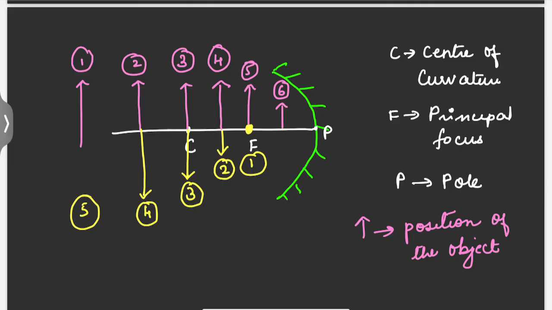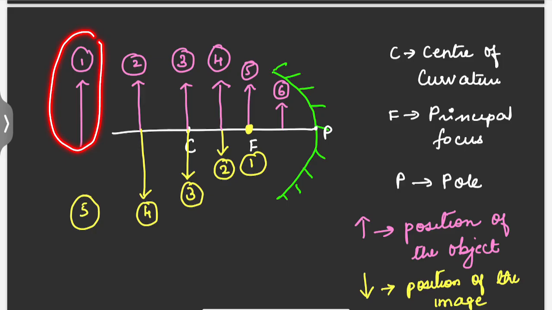See here once again, let me write in yellow color what we have drawn. So this arrow indicates the position of the image. Let me tell you the trick once again. In the first ray diagram, the object is placed here. Where the image is formed, see here, the image is formed at this place. So for the object you are writing in this direction, and the image position you are writing in this direction. So the first one is here and its image is here.